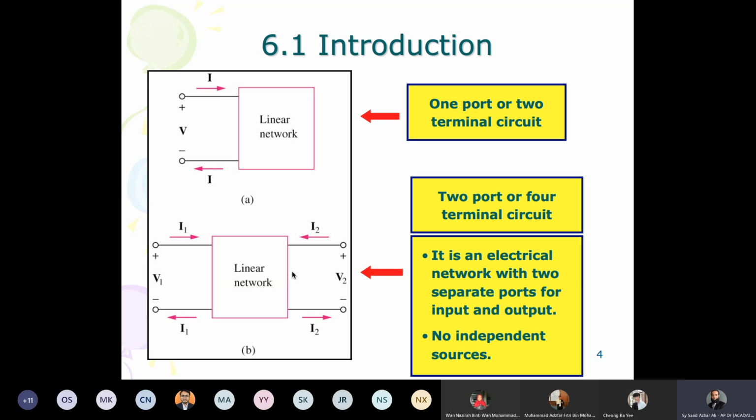So if it's step up, the voltage from the input side is lower and the output side is higher. But if you look at it from the other side, it will be the opposite: it will act as a step down transformer, high voltage in and low voltage out. One important thing is there are no independent sources within the network. There could be sources here or here, but the network part is only this part. This is the network part, right?